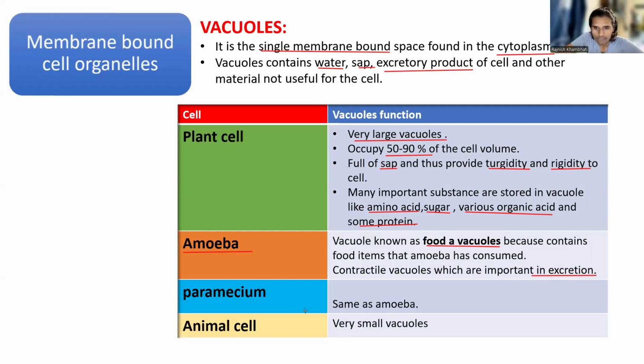Now paramecium, it is also having the same vacuoles like amoeba. And in animal cell, very small vacuoles are present.